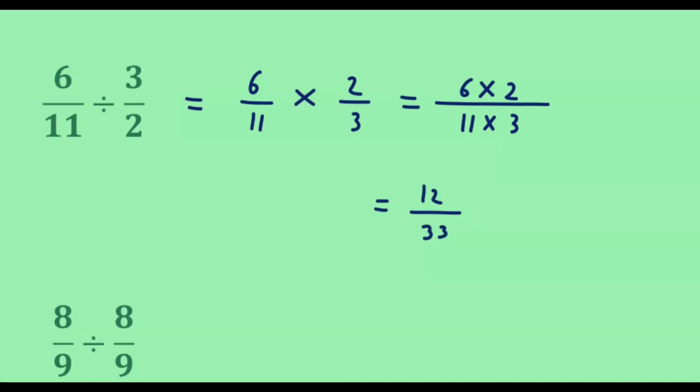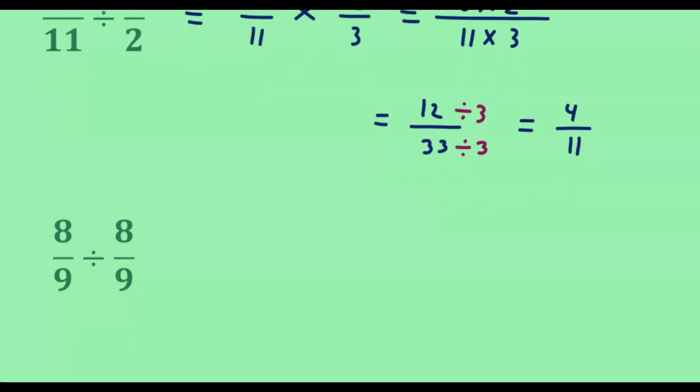Now note that the greatest common factor of 12 and 33 is 3, so we divide the numerator 12 by 3, and we divide the denominator 33 by 3 as well. And then what do we obtain? We obtain 12 divided by 3, which is 4, over 33 divided by 3, which is 11, and so this is our required answer. 6 over 11 divided by 3 over 2 is equal to 4 over 11.